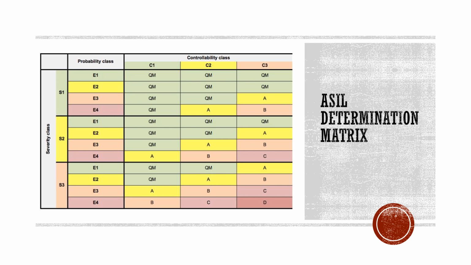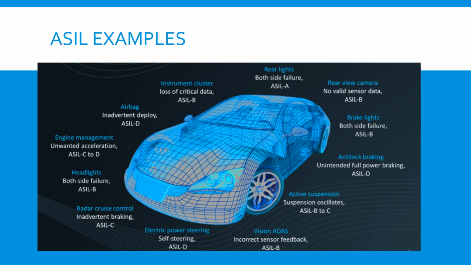Similarly, in IEC 61508 we also have SIL levels, the safety integrity levels: level 1, level 2, level 3. But it is two-dimensional, meaning only two different things are involved, whereas this particular matrix is three-dimensional. And now we can move to the ASIL examples.